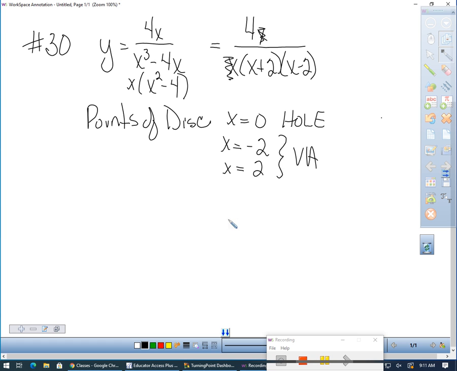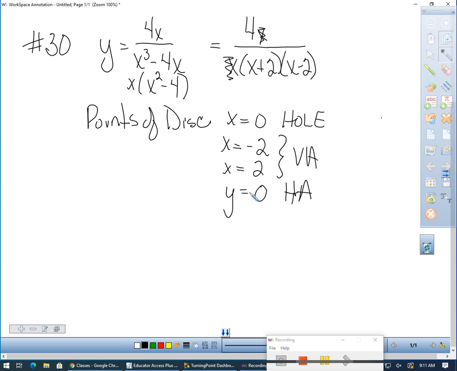Let's also talk about the horizontal asymptote. If we go back to our original function, when everything is multiplied together, you can see our highest exponent is x to the third. So we have a horizontal asymptote at 0 x to the thirds over 1 x to the third, or y equals 0. It's a horizontal asymptote.